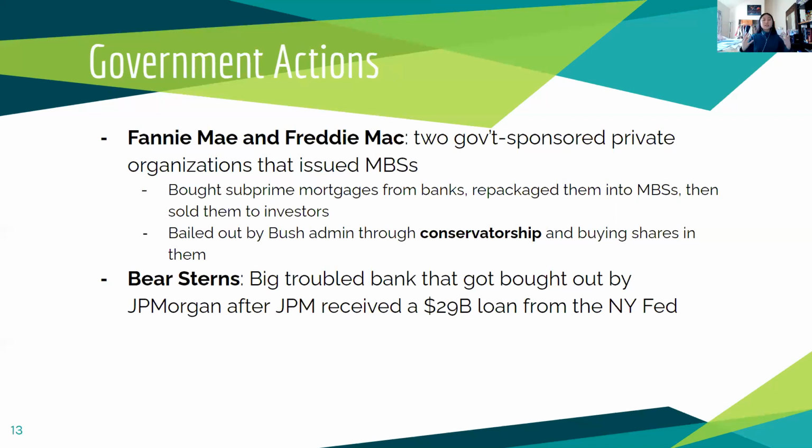What they're supposed to do is buy the mortgages from banks, so these subprime mortgages, aka bad loans. They repackage them into MBSs, and then sell these MBSs to investors. So different people beyond just the banks are taking on a lot of risk, and this is a web of risk that a lot of people are part of.